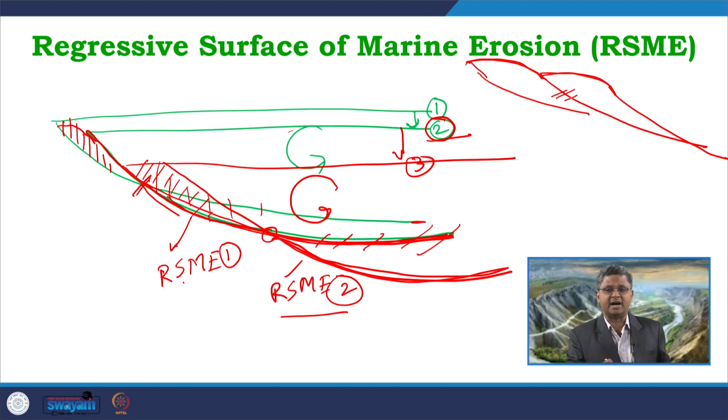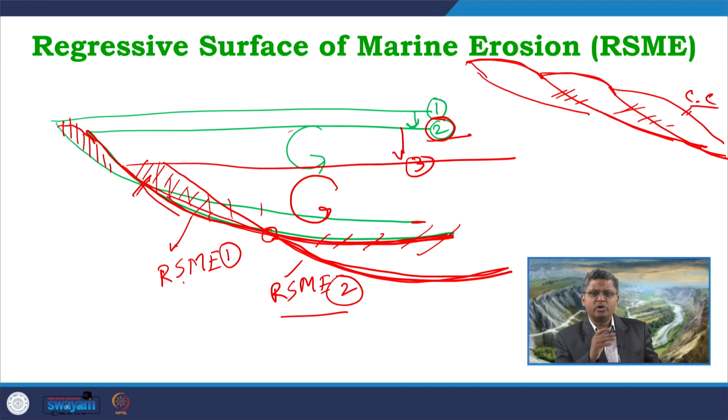So, this surface is an RSME surface, this surface is an RSME surface, and finally, if it ends with this, this is the correlative conformity surface, which is the end of the fall. So, all these previous erosional surfaces which are preserved are the RSME surfaces, or regressive surfaces of marine erosion, which indicate the wave equilibrium profile with respect to the substrate position. So, in this way multiple RSME surfaces can form during this forced regressive phase.